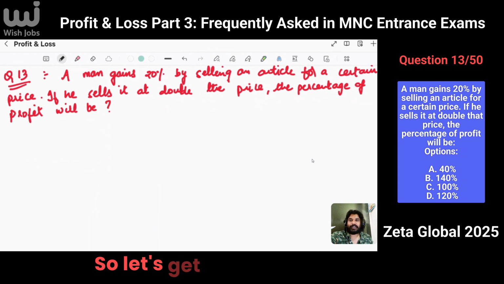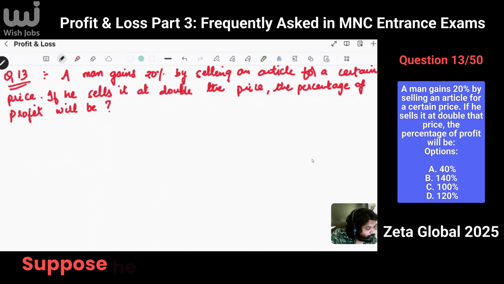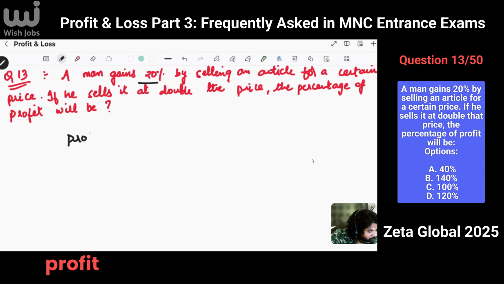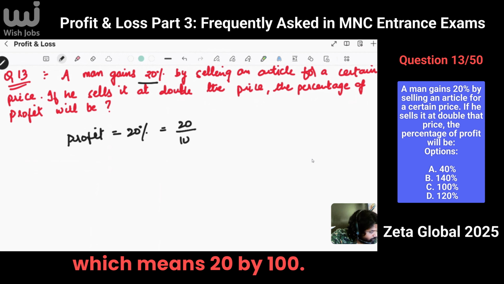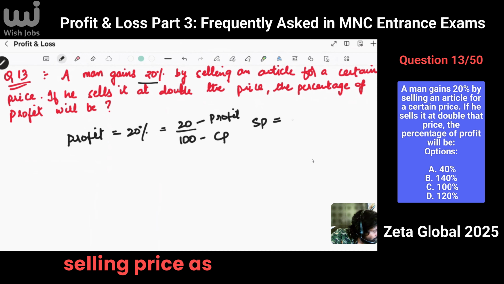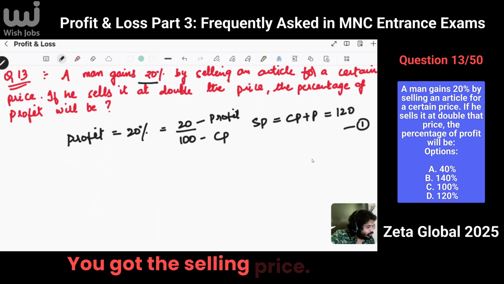So let's get started. A man gains 20% by selling an article for a certain price. If he sells at double the price, the percentage of profit will be? Suppose a man gains 20%. Profit equals 20 percent, which means 20 by 100. This will be your cost price, this will be your profit. From this statement, you can get selling price as cost price plus profit, which is 120. You got the selling price.